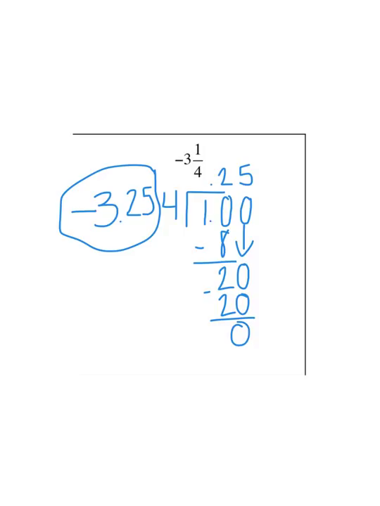Some of you may have also figured out that you automatically know 1/4 is 0.25, and you simply can just write negative 3.25 and know that it is a terminating decimal.